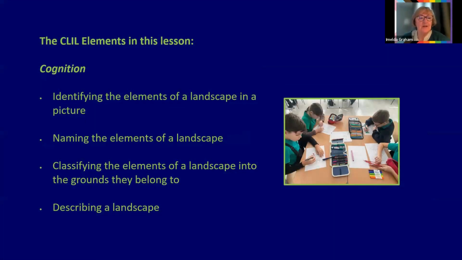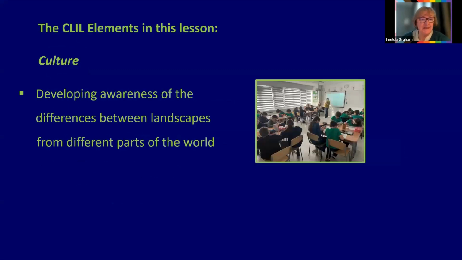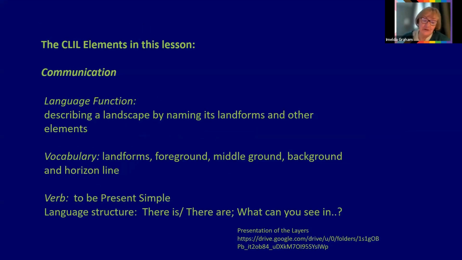The cognition element of CLIL will include identifying the elements of a landscape in a picture, naming the elements of a landscape, classifying the elements of a landscape into the grounds they belong to, and describing a landscape. The culture element will develop awareness of the differences between landscapes from different parts of the world. And the communication element of CLIL will cover language function, describing a landscape by naming its landforms and other elements.